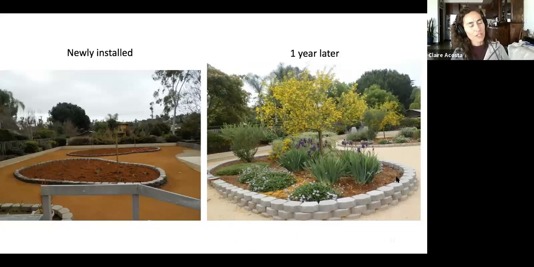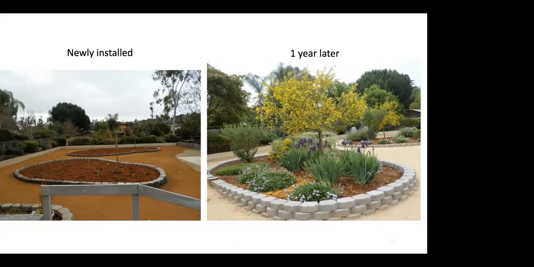Here's another picture of newly installed. This also says 1 year later. Sorry, this one is just 1 year later, not the 2 years later. What are you guys intaking from this? We don't actually get to talk to the client, but what are you looking at? What are you assessing when you see this? What would you note on your assessment form? Anyone? It looks like a healthy landscape.